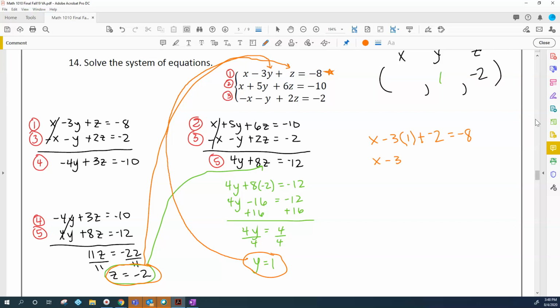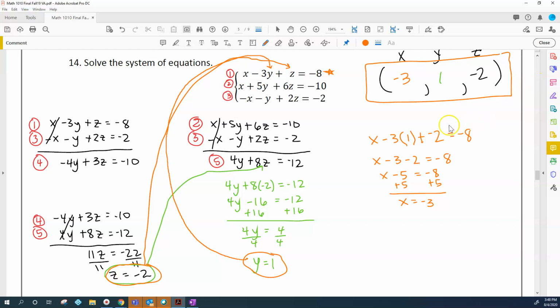So x minus 3 minus 2 equals -8. X minus 5 equals -8. Let's add the 5 over. So x equals -3. And that would be my ordered triple, my answer that I want to have. Okay. All right, what questions do you have on that?